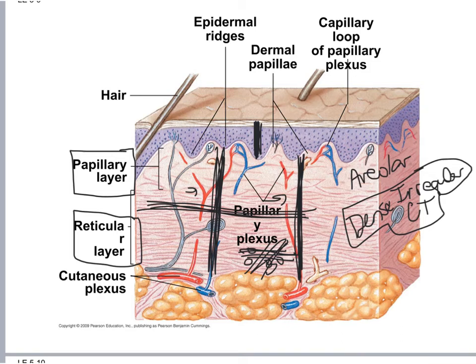All right, now I want to talk about the dermis. I am going to show you the accessory structures, like I said, but later. The epidermis is the only layer that does not have blood vessels. But the dermis, both layers have blood vessels. If you cut through the epidermis, you're going to bleed.